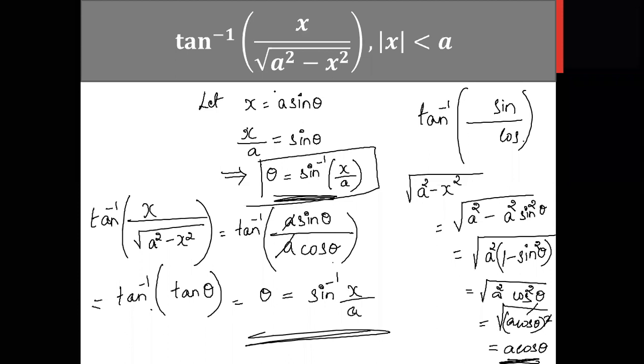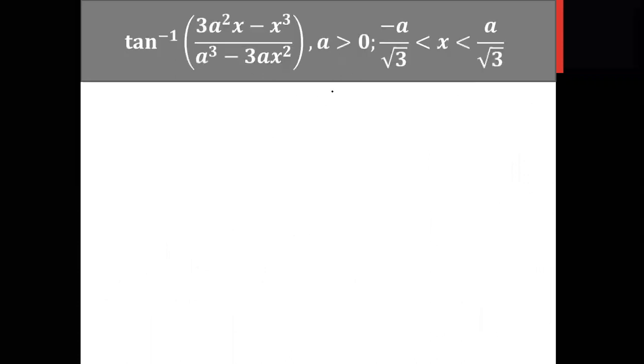In the question we have taken a into sin theta, correct? I hope now you have understood why we have taken it as a into sin theta, because here there is a. If I had 1 minus something, I could directly take 1. Whatever number is here, the same number you have to take, as x is equal to that number into sin theta. Okay, so we'll move on to the next question.